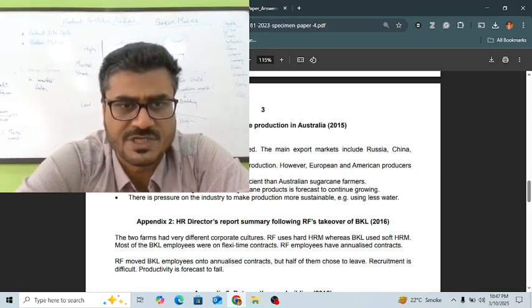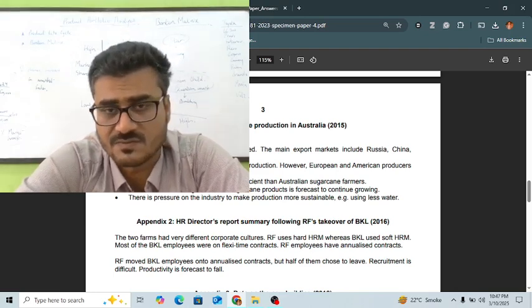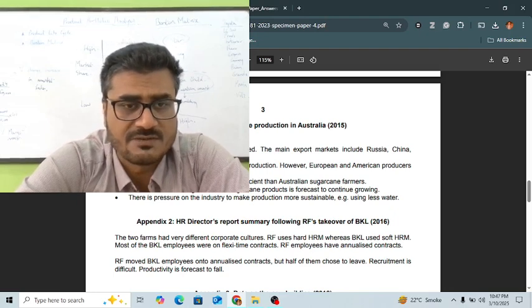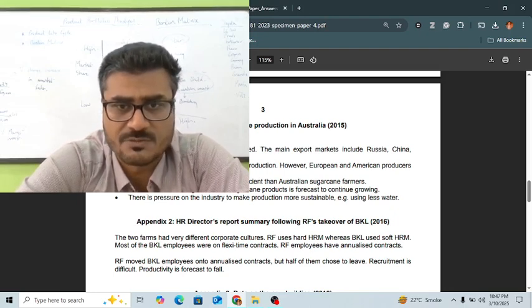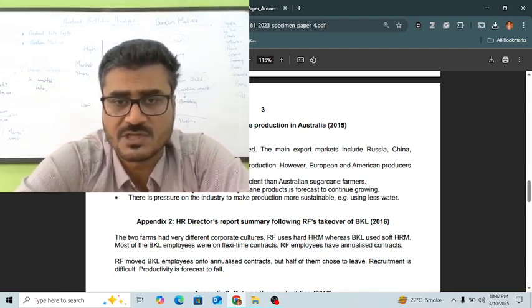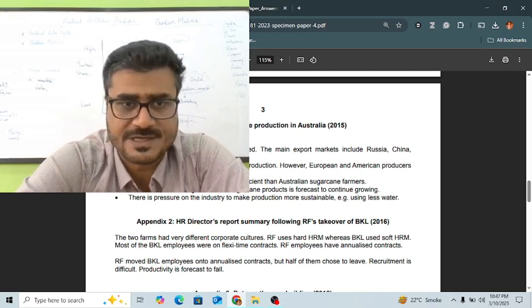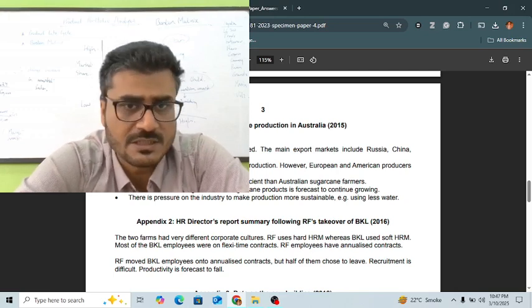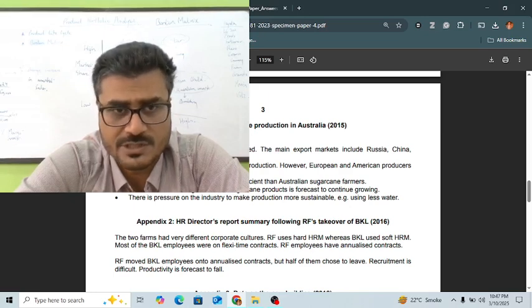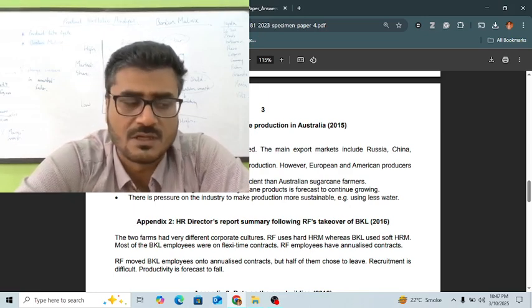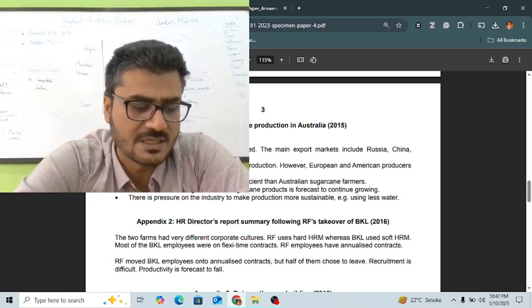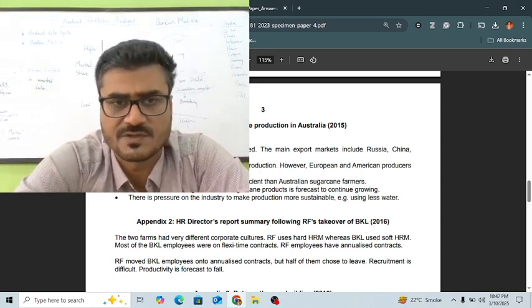And we have Brazilian sugarcane farmers who are more efficient than Australian sugarcane farmers. This is another analysis point. And then we have global demand for sugarcane and sugarcane products, which is forecasted to continue growing. There is an expanding market for sugarcane and sugarcane products. So obviously this will further help businesses maximize their profits and revenues.